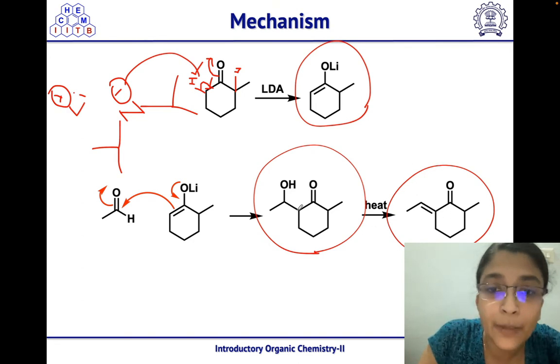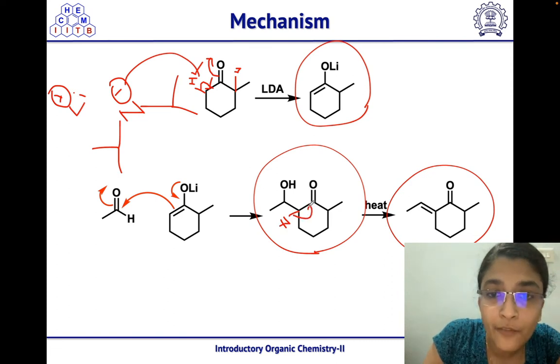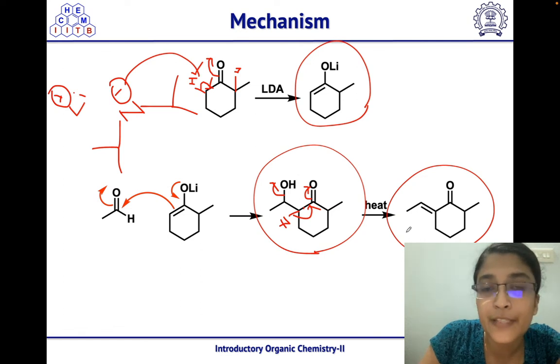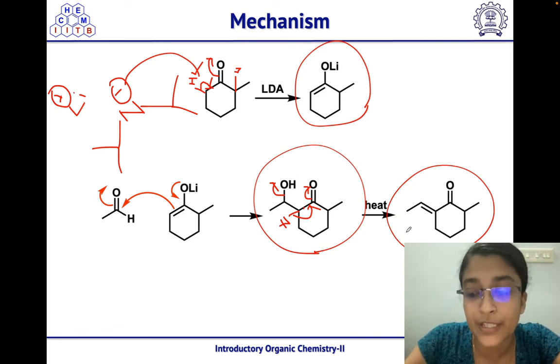Here again LDA will be a base present in the system. Here there is an alpha proton, and the enolate will generate when the base abstracts that. Then once it is falling back, this hydroxyl group will be eliminated. This double bond will shift here, and this hydroxyl will eliminate, as we have seen in the previous question.